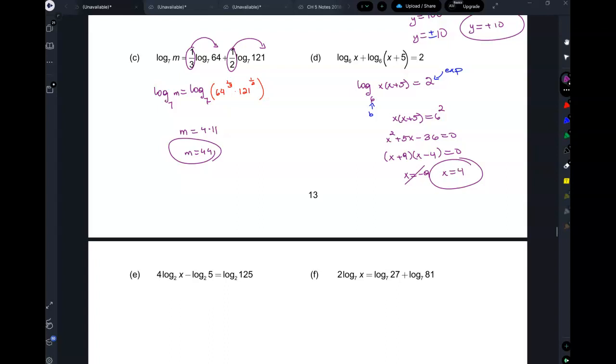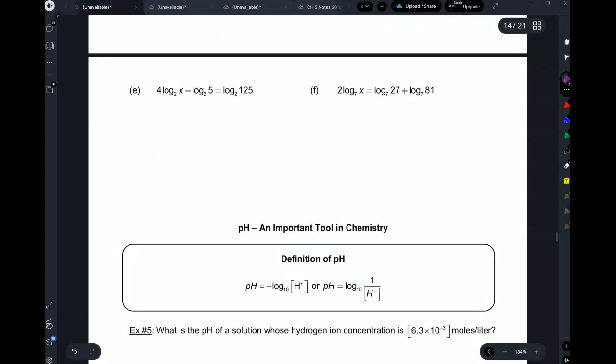Okay, so this one we're going to condense. But we have a minus this time. So this 4 is going to become an exponent. So we're going to get log base 2 of x to the 4, right? But what's going to happen to the 5? Is it going to multiply or divide? Divide. So over 5 equal to this, because there is a minus here. Minus means divide.